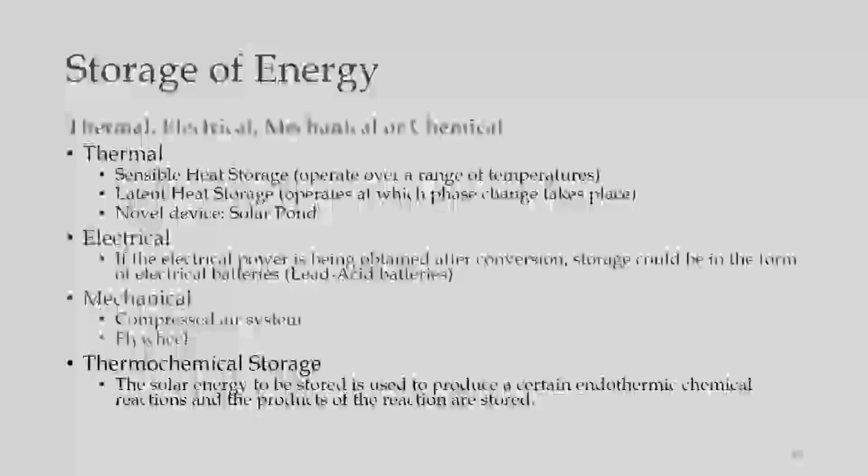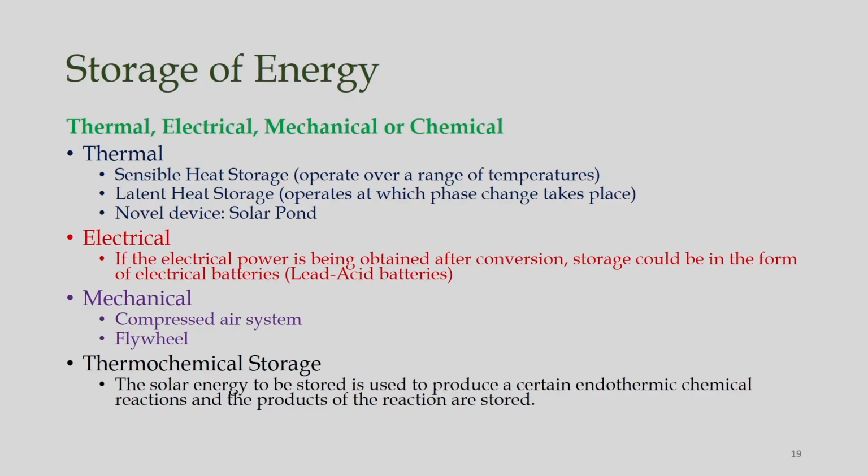Now, we will discuss something about storage of energy, which is very important. Sometimes we have excess generation of electricity, but we cannot use it. Under those circumstances, we need to store that energy in different forms. Primarily, as far as solar thermal is concerned, we will go for sensible heat storage, which operates over a range of temperatures, so there is no change of phase. Sometimes we will go for latent heat storage, and this storage system operates when there is a change of phase.